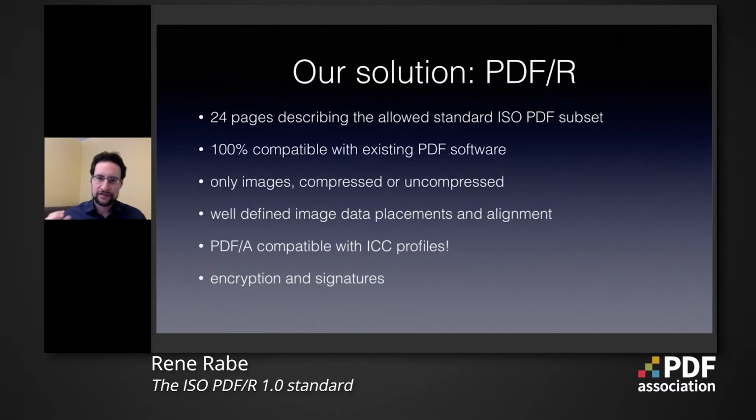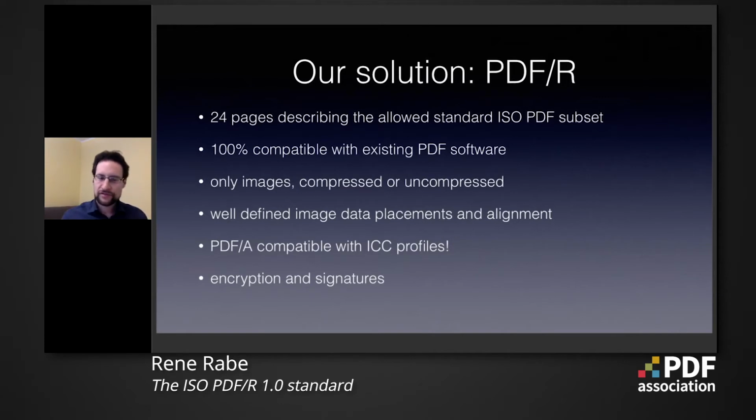And so yeah, our solution in the end, PDFR, PDF for raster data, just 25 pages describing the allowed standard subset of ISO PDF. This also means that it's 100% compatible with all existing PDF software. So there's nothing new. It is just precisely describing the subset to be used, and also not only the subset, but in which way precisely to allow this kind of workflows, scanning or printing in the cloud and mobile applications to interact reliably.